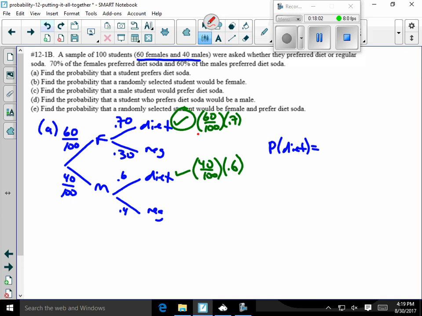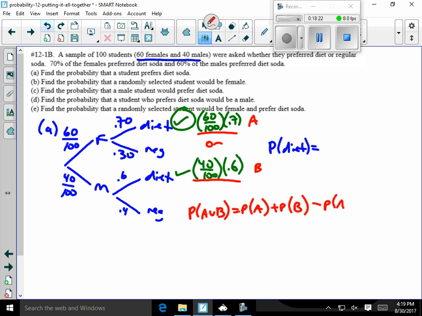Okay, but here's the thing. Now I've got this way to like diet, or I could also like diet this way, and we know in general that the formula for, let's say we call this event A and this event B, the probability of A or B happening is the probability of A plus the probability of B minus any intersection, right? But because you can't be a male and a female at the same time, this probability is 0. So all I really need to do is add those two probabilities, right?